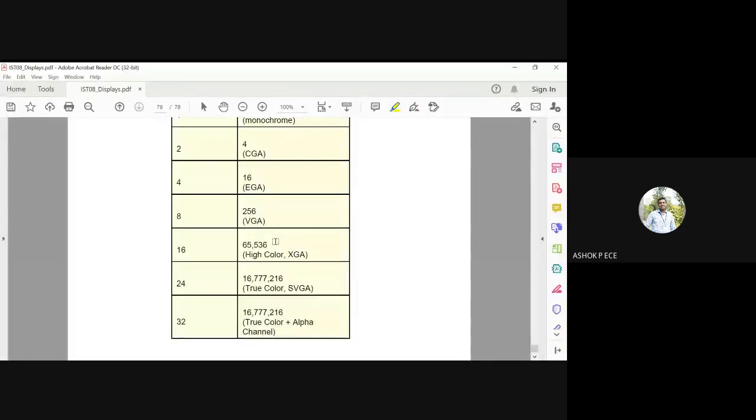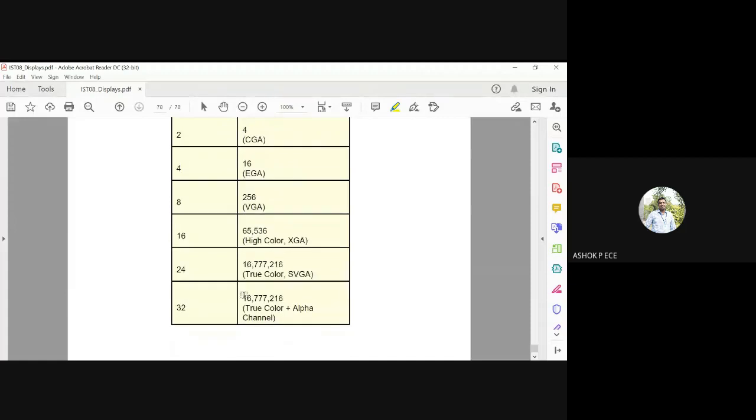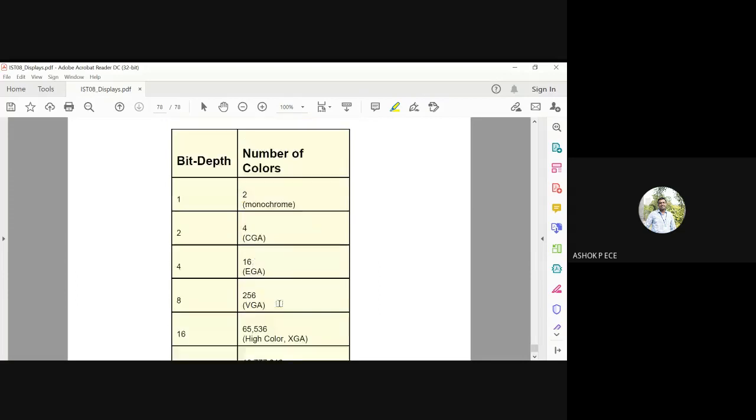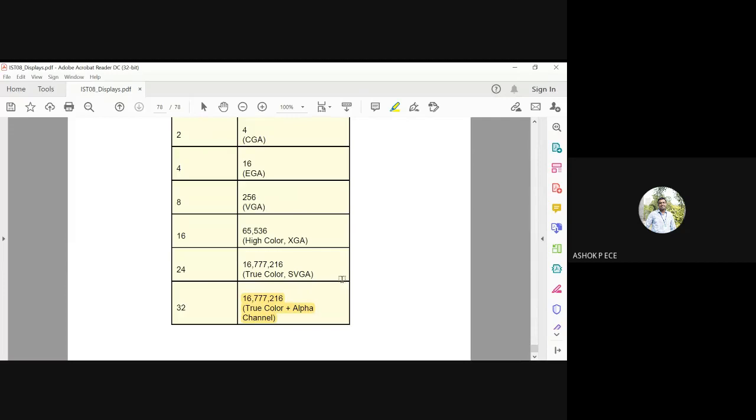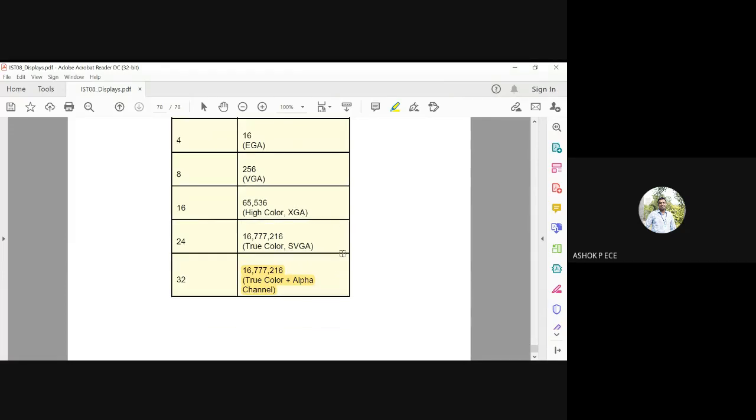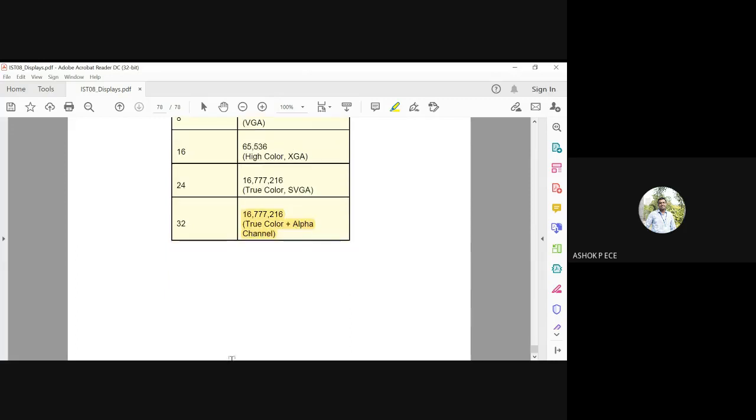And finally, 32-bit depth means you have the same thing, plus some alpha channel for enhancing your display. So as the number of bits increases, the number of colors which you can project onto your screen also increases. So your picture becomes more and more clear. Complexity is also going to increase. The cost is also going to increase. Okay, so that is the displays we have seen. One more topic I think is left, which is called graphics display. I think we can see it in tomorrow's class.